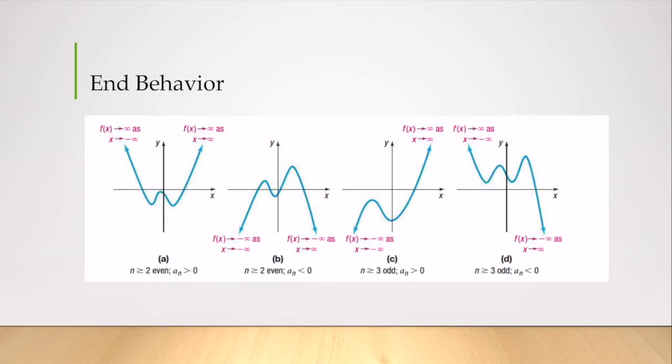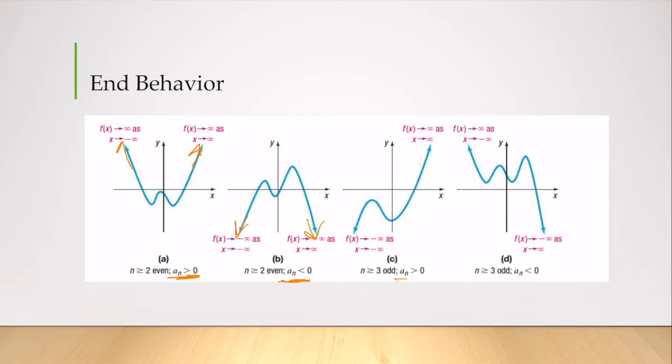So here are end behaviors. Here I have an even polynomial, and I have that because my leading coefficient is greater than 0, so my end behavior heads in the same direction, and it heads in the positive direction. If I have a less than 0, it's going to head in the negative direction.